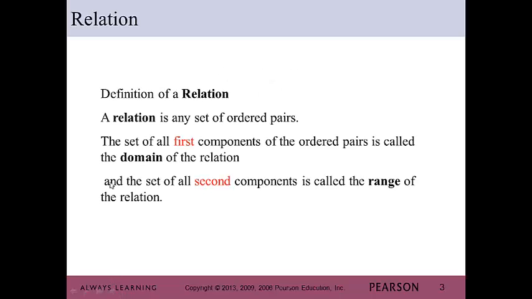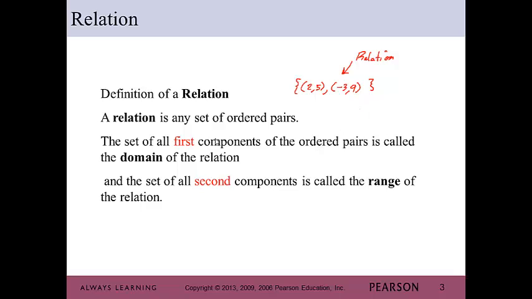Well, definition. A relation is any set of ordered pairs. So it's a set. Remember, set notation uses these curly brackets, and inside that set, I can have any ordered pair. So there's an ordered pair (2, 5). Here's another one, (-3, 9). This would be an example of a relation, any set of ordered pairs.